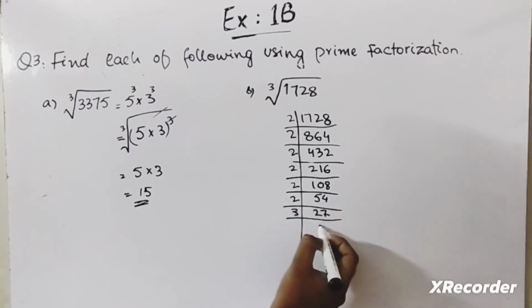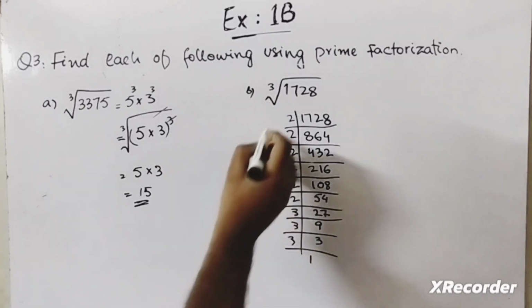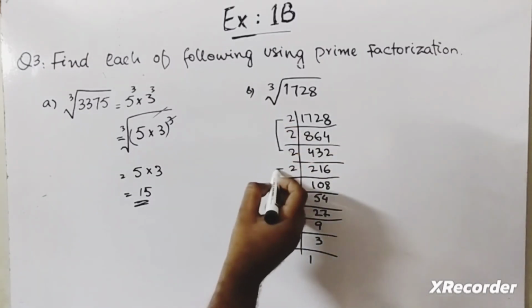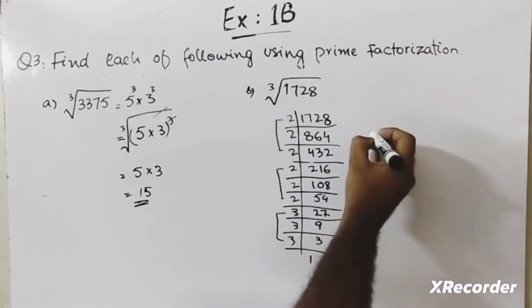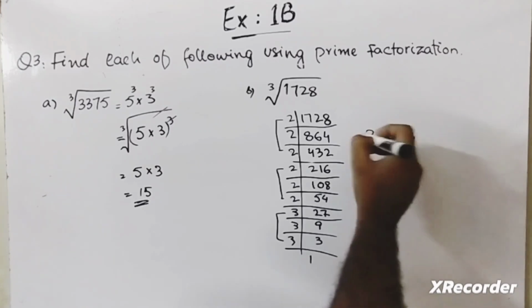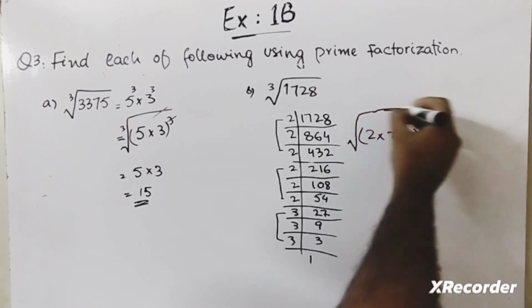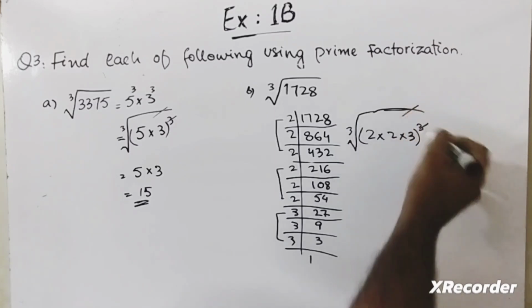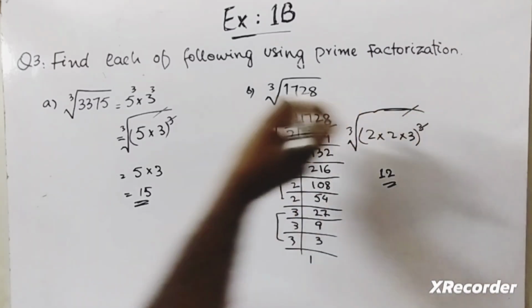Now it's an odd number, again an odd number, again an odd number. So we can see that there is a group of 3. From the first group we get 2, from the second group we get 2 again, and for the third group we get 3. So we can write it as power 3, then put a cube root, so we can cut, and what we get is 12. That is our required answer.